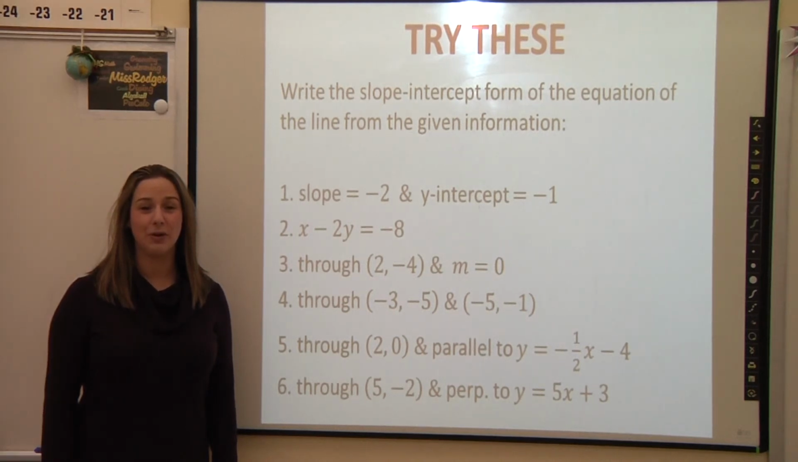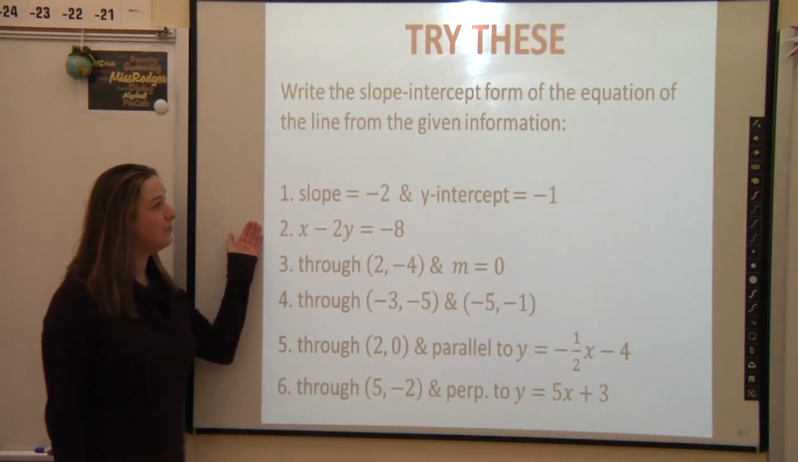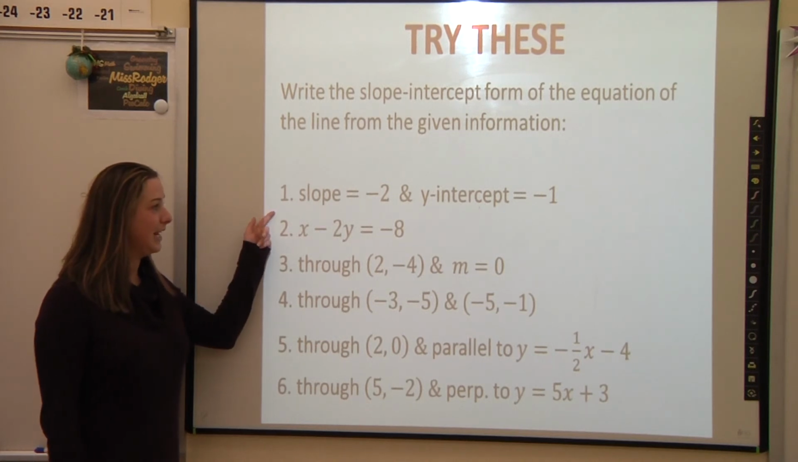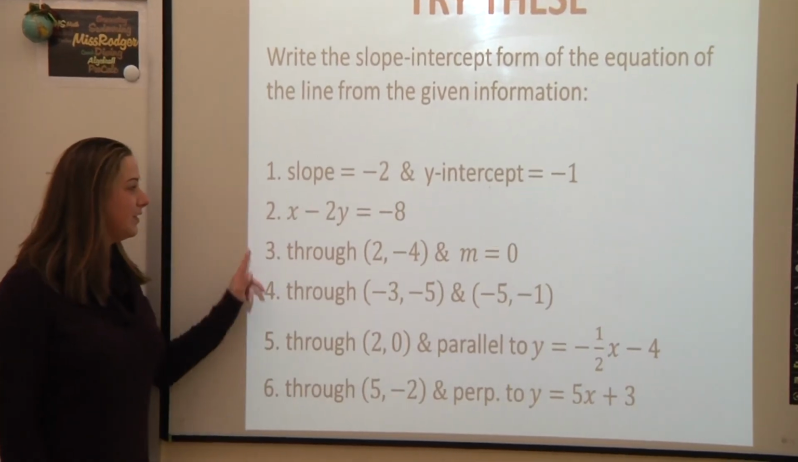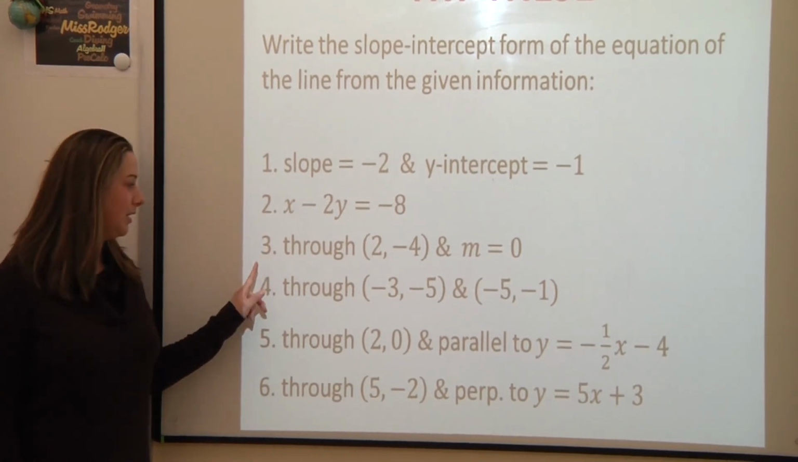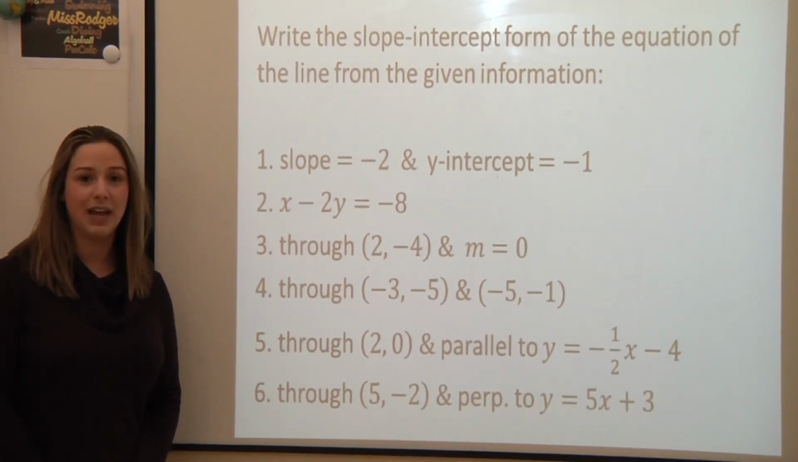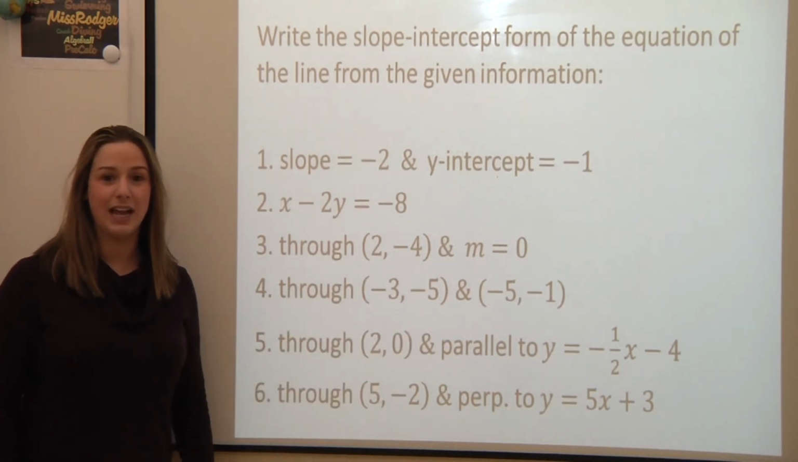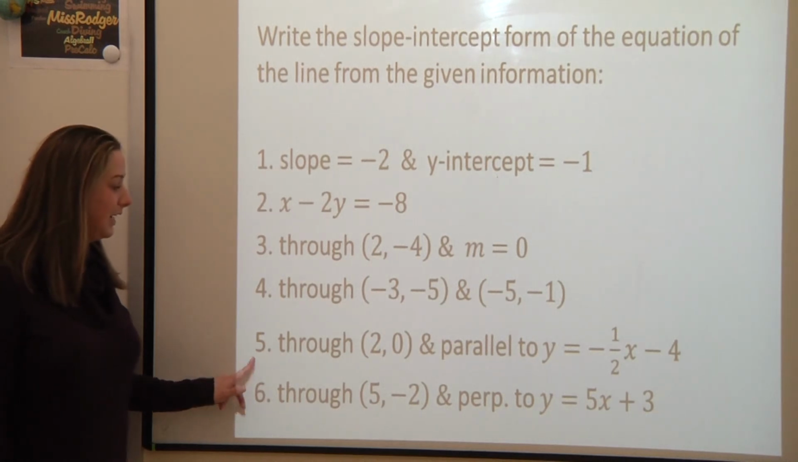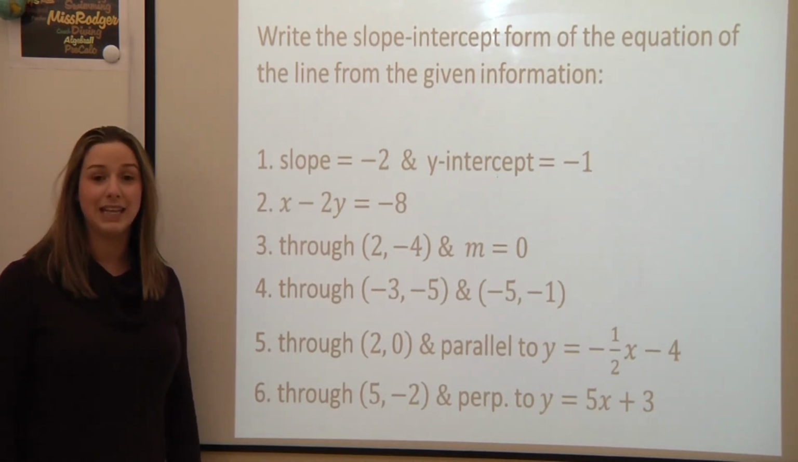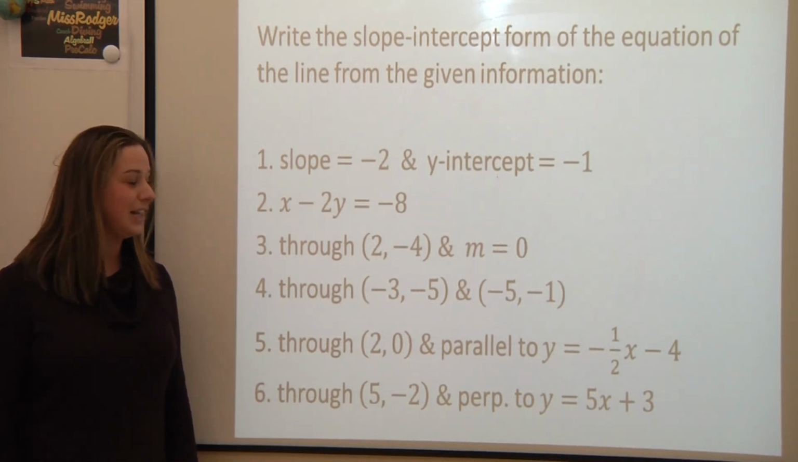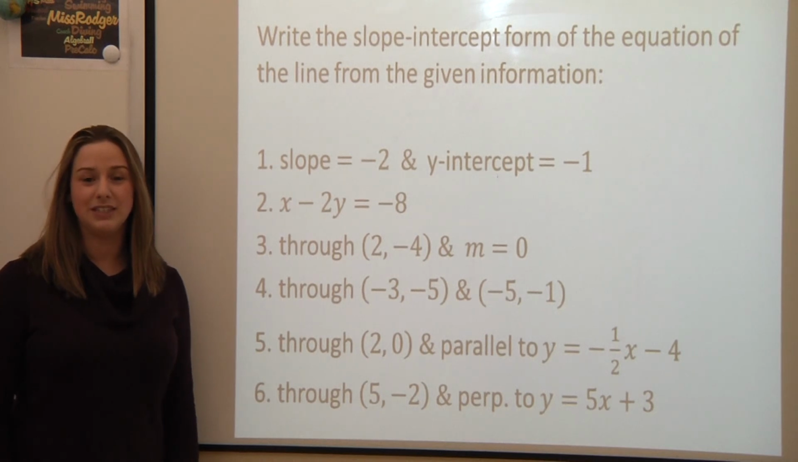After learning about how to put equations into slope-intercept form, try these. Write the slope-intercept form of an equation of a line from the given information. The first one indicates the slope and the y-intercept. The second one is in standard form. The third one indicates a point that the line goes through and the slope. The fourth one indicates the 2 points that the line goes through. The fifth one gives you a point that the line goes through and a line parallel. And the sixth one gives you a point that the line goes through and a line perpendicular. We'll discuss these tomorrow.